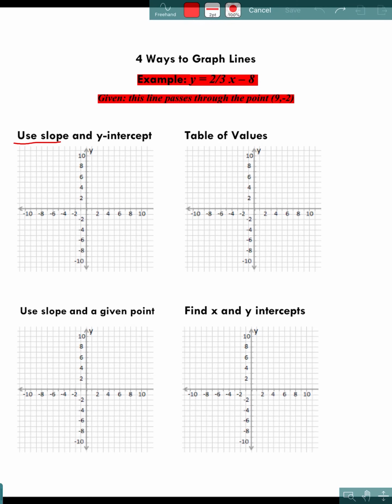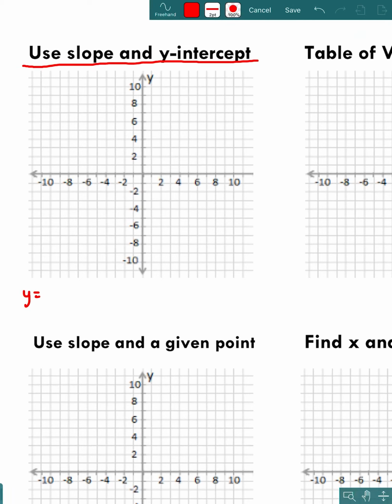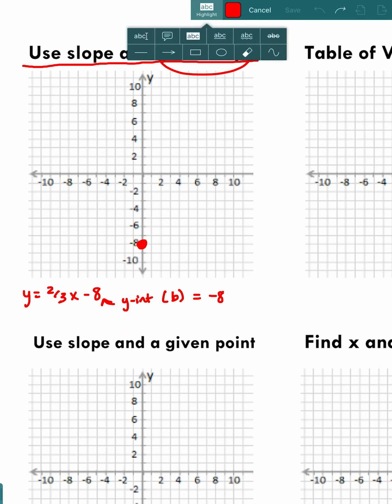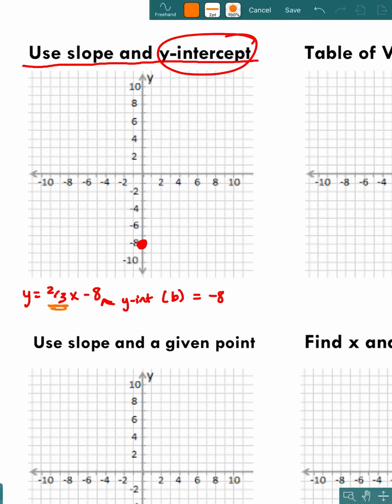So with that information, if we want to use slope and y-intercept, we can begin by looking at the equation y equals 2 over 3x minus 8, and realizing that our y-intercept, or b, is negative 8, and begin with that, the y-intercept. So here's negative 8. We're also given the slope, which is the value right in front of x. So the slope is 2 over 3.